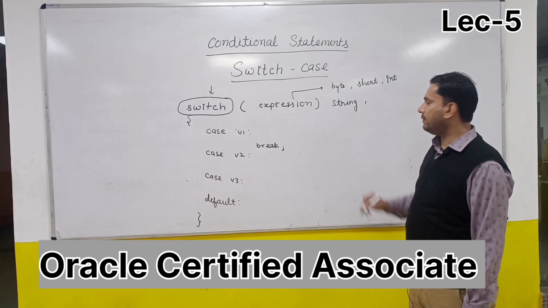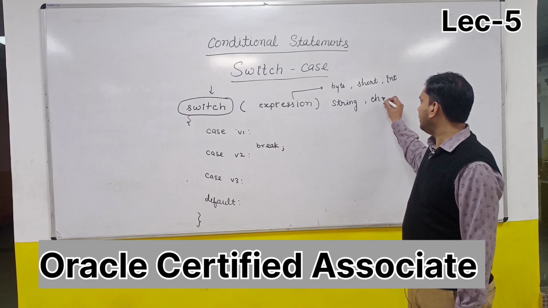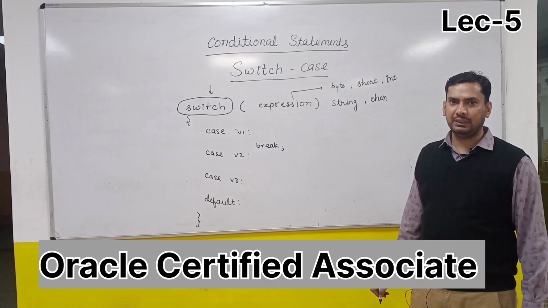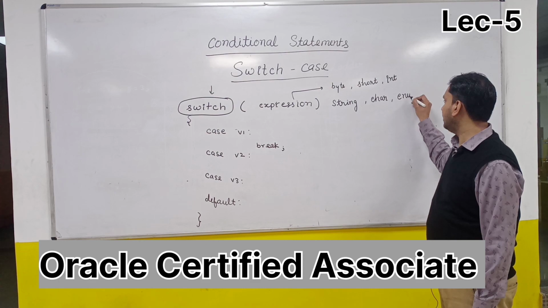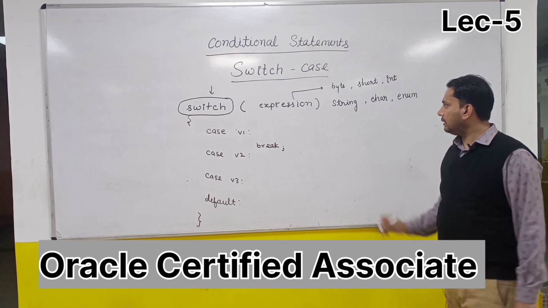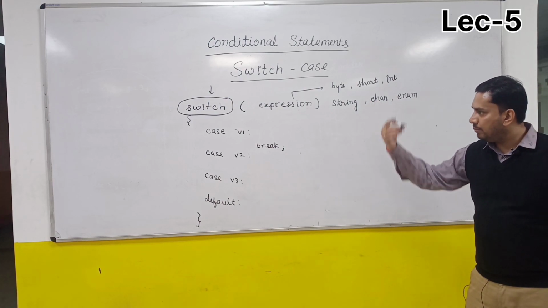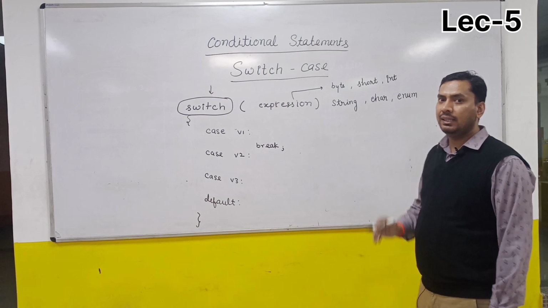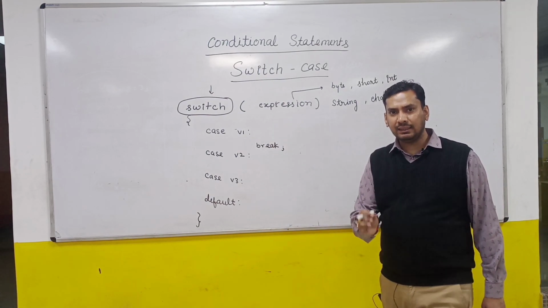What is the fifth type? Fifth type is char type. Char can be the fifth expression type. And the last, the sixth one, is enum type. There is an important catch here, or you can say an important update with respect to some other languages. Here switch does not allow boolean. The reason is quite clear.